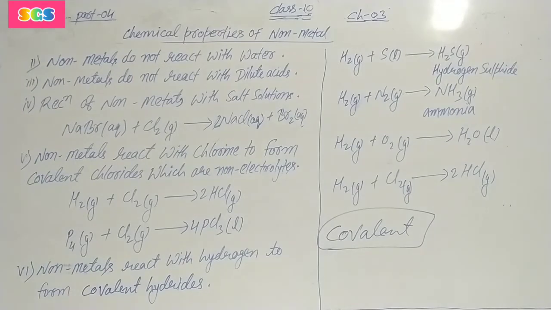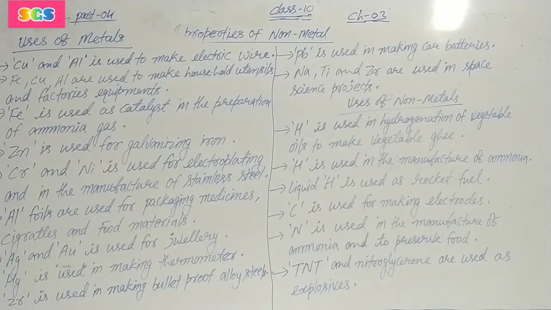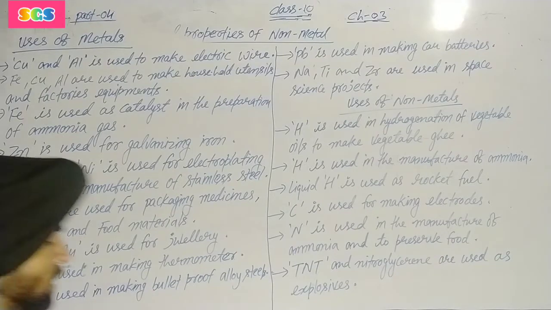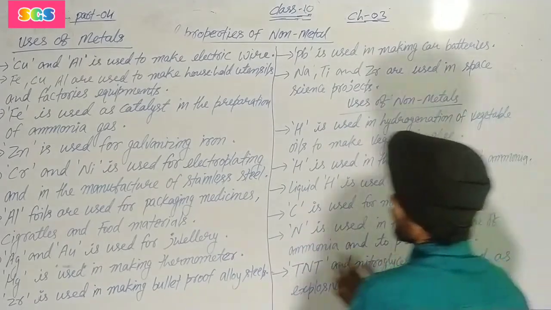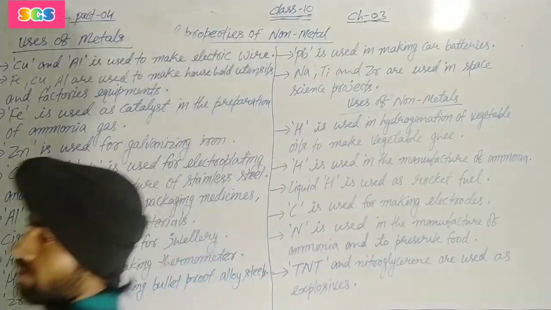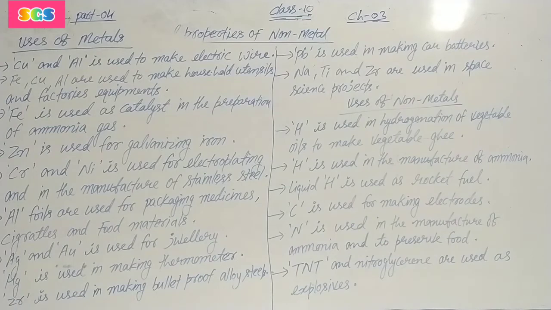Okay, do you have any problem till here? If you don't have any problem, then I will proceed to another topic. The next topic which we have to read is the uses of metals and non-metals. In this topic we will read how metals and non-metals are used and for what purpose they are used.